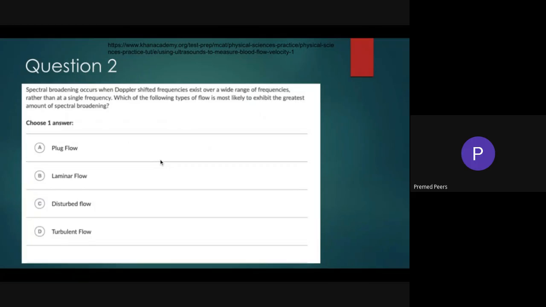Next question is also a bit challenging, and it's entirely based on the passage. It has nothing to do with background knowledge. So spectral broadening occurs when Doppler shifted frequencies exist over a wide range of frequencies rather than at a single frequency. Which of the following types of flow is most likely to exhibit the greatest amount of spectral broadening? Did you guys get anything for this one?